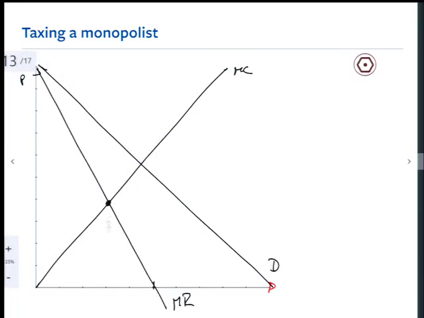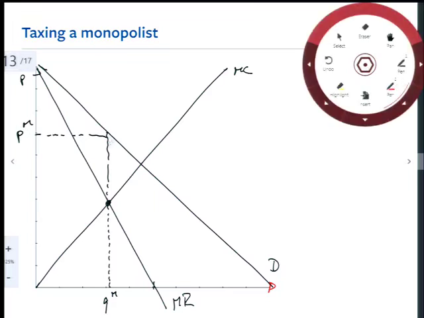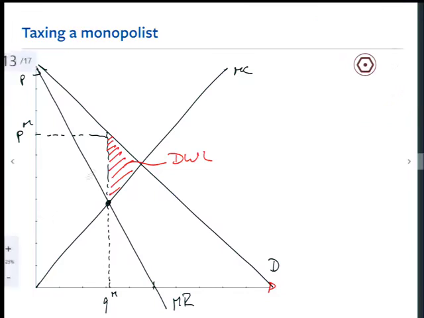So the monopolist sets quantity where marginal revenue equals marginal cost, QM, and charges this price up here, PM. And we have, as we just showed, a deadweight loss of this, right? That was what we essentially just drew. Now I'm going to tax this monopolist. I'm going to shift up my marginal cost curve, parallel. So this here is tau.